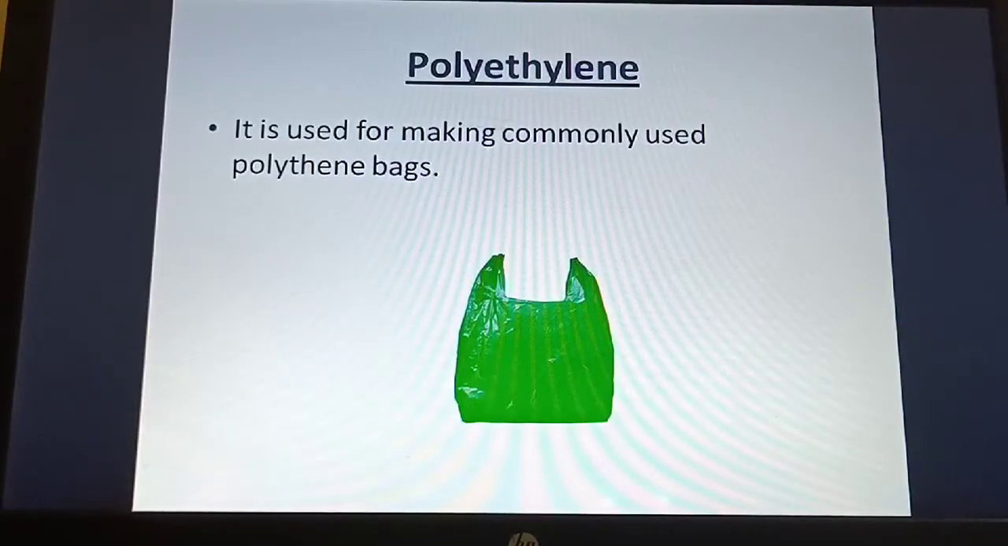Now polyethylene. Where is this used? It is used for making commonly used polythene bags. You might have used polythene bags, okay? You will get the black colored bags where you put all the waste. That is also polythene bags. This polythene is made up of polyethylene plastic. Polythene bags are made up of polyethylene plastics and it is a type of thermoplastic.